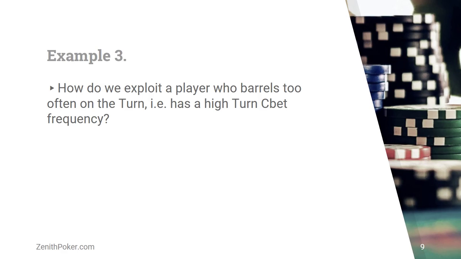So, how do you exploit a player that barrels too often on the turn? We've got a high turn c-bet frequency. Is he balanced on the flop? Yes. You could check-raise more combinations, or just raise depending on the configuration. But if you raise, you could put the player in more tough spots with combinations they probably shouldn't be barreling.